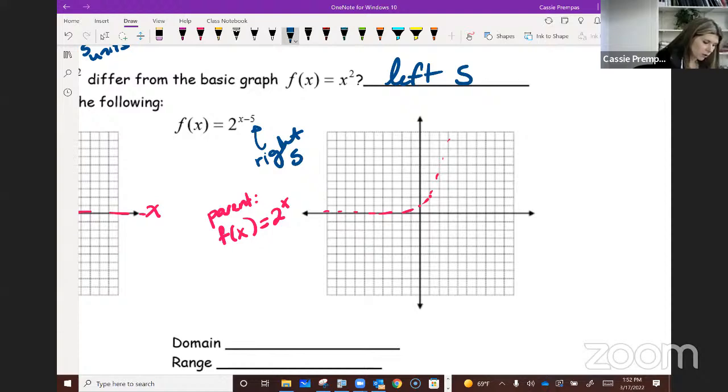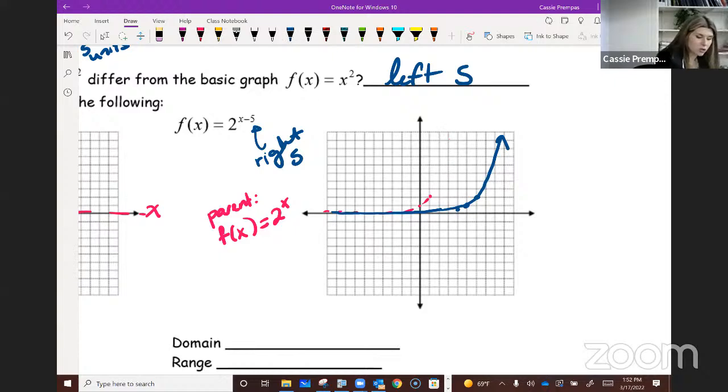1, 2, 3, 4, 5. So the point (0, 1) now moves to (5, 1). The point (1, 2), I need to move that 5: 1, 2, 3, 4, 5, now goes to (6, 2). And then the last point, which was at (-1, 1/2), goes right 5: 1, 2, 3, 4, 5. And that now goes to (4, 1/2). And everything else follows. And now I have that new graph.